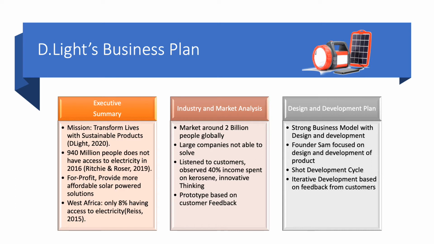Looking at the industry and market analysis, the market for the solar powered affordable solution is around 2 billion people globally. And the large companies are not able to solve this problem where people do not have access to electricity and a solution to provide that. Delight listened to the customers. They observed that 40 percent of poor people spend their income on kerosene. Sam had to come up with an innovative solution to deliver a solar powered sustainable product at an affordable price. So he created a prototype based on customer feedback.